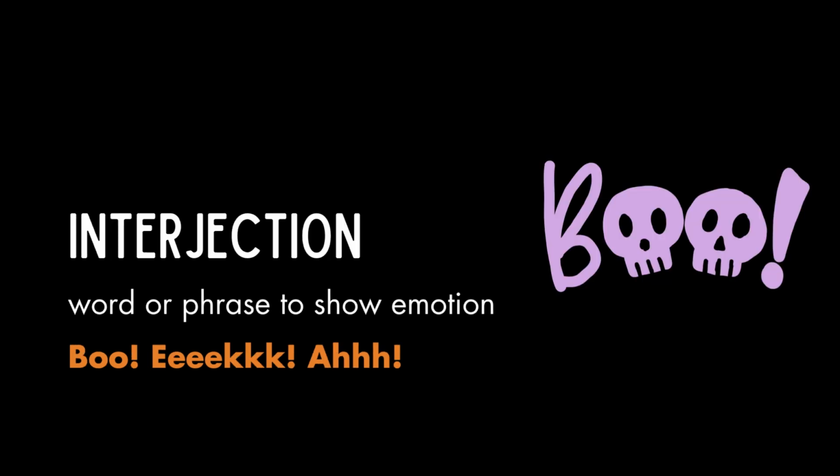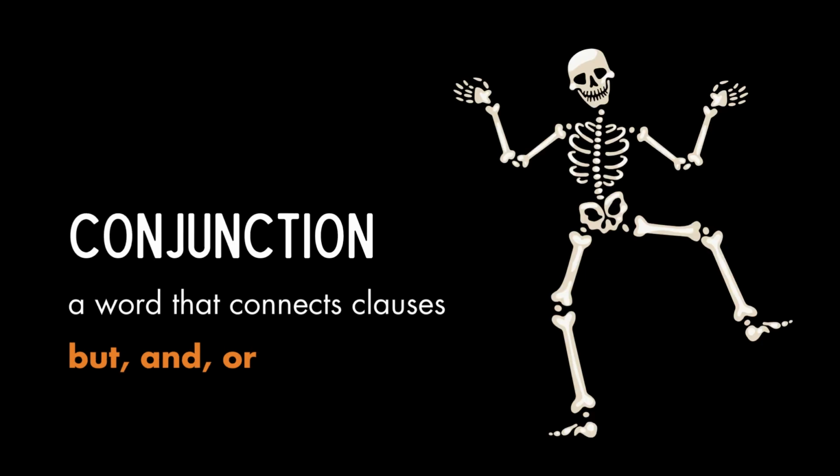3. Interjection. It's a word or phrase to show emotion. For example, boo, eek, a. 4. Conjunction. It's a word that connects clauses. For example, but and or.